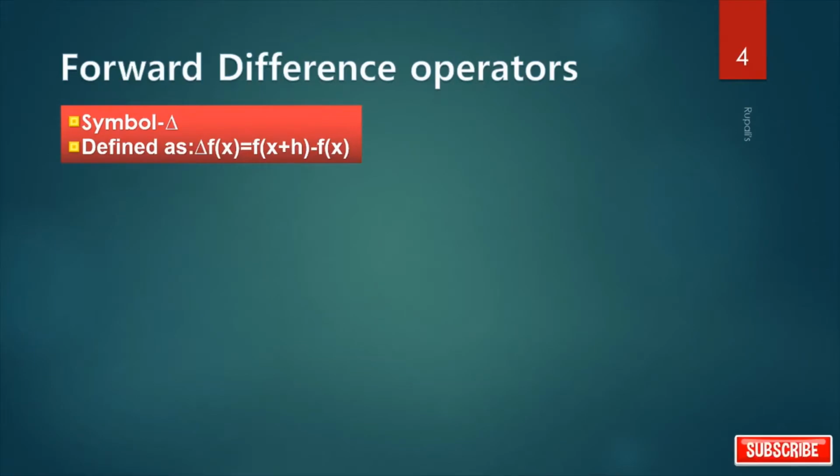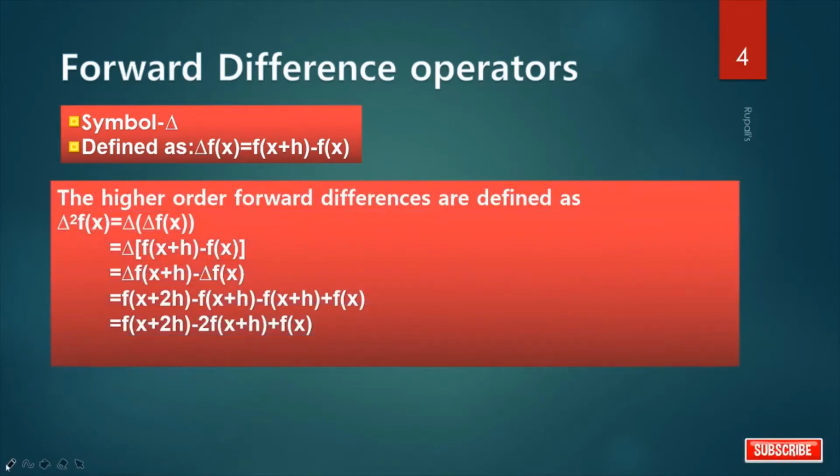Forward difference operator symbol is delta, defined as delta f(x) equals f(x plus h) minus f(x). The higher order forward differences are defined as delta square f(x). What is the value of delta square f(x)? It is delta into delta f(x). And what is the value of delta f(x)? From the formula we get, it is f(x plus h) minus f(x). So, it is delta f(x plus h) minus delta f(x).